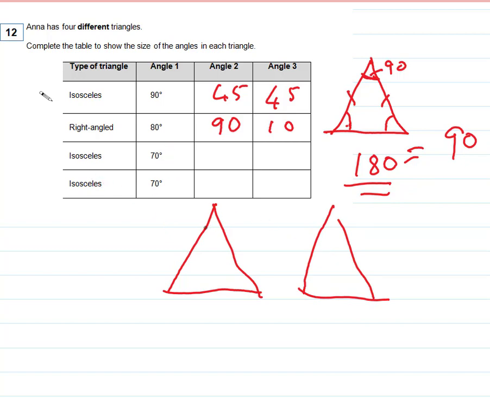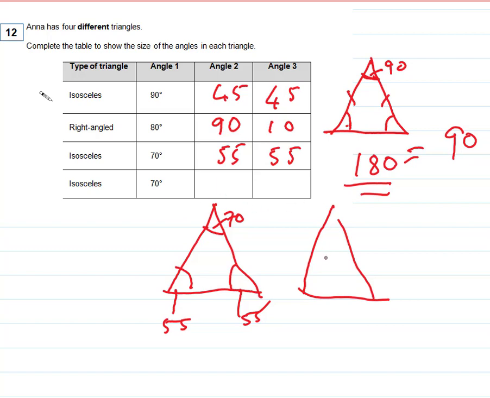So in this isosceles triangle, one angle is 70 degrees. So we need to find out what the other two are. If you take away 70 from 180, you get 110. And so that means that these two together add up to 110, which makes both of them 55. Right? So this is 55, and this is 55 as well. So I would have written 55 here and 55 here.